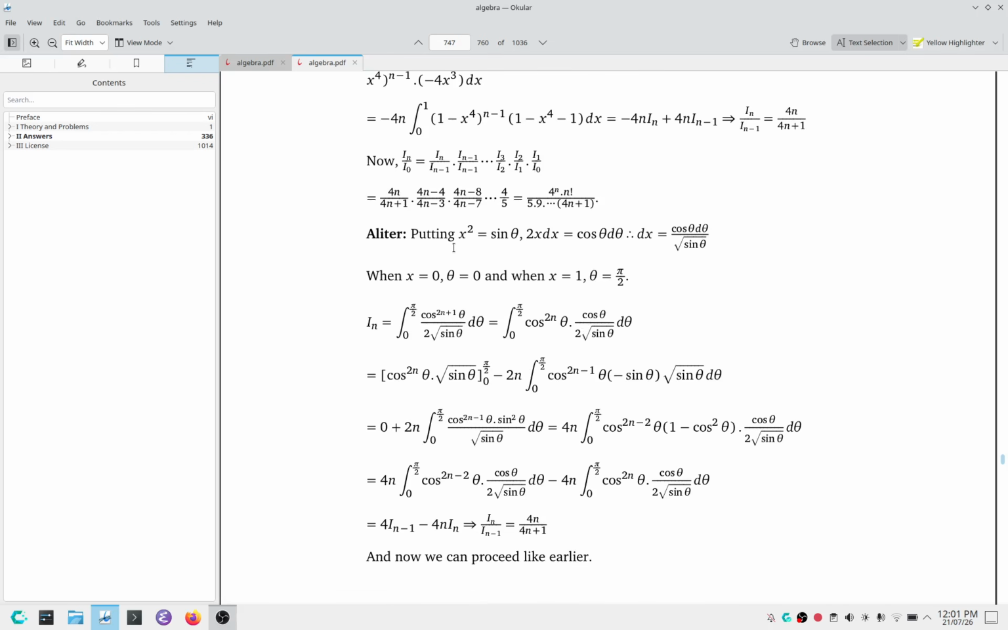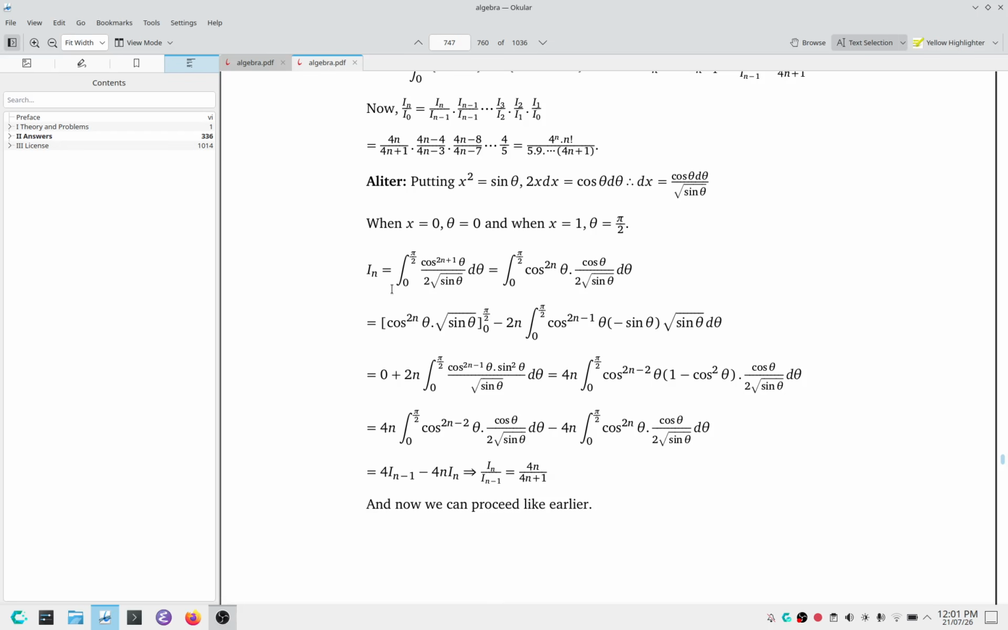The other solution could be, we put x square is equal to sine theta, so 2x dx is equal to cos theta d theta, and dx becomes cos theta d theta upon 2x, that is 2 square root of sine theta. When x is equal to 0, theta is equal to 0. When x is equal to 1, theta is equal to pi by 2. So our integration becomes 0 to pi by 2 cos to the power 2n plus 1 theta d theta upon 2 square root of sine theta.